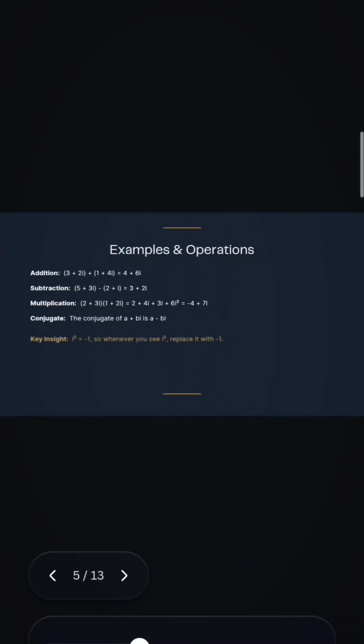Now here are some key points. Iota squared is equal to -1, so wherever we see iota squared, we replace it with -1.